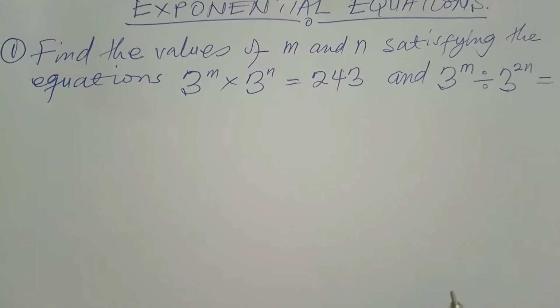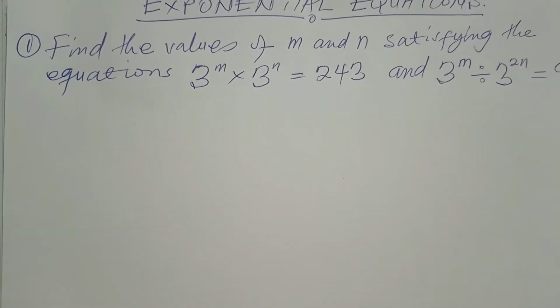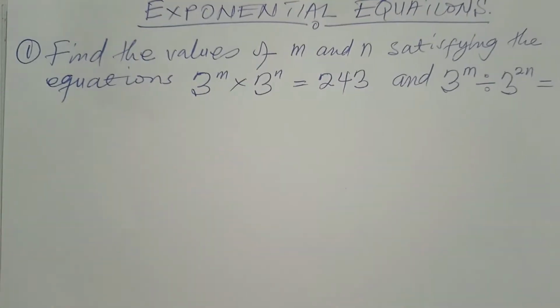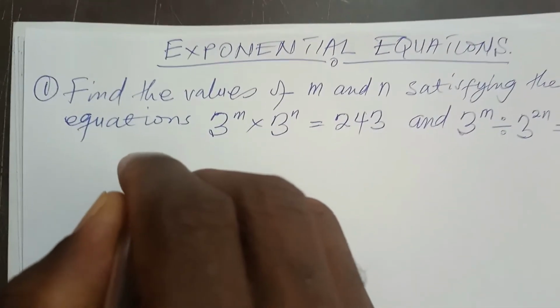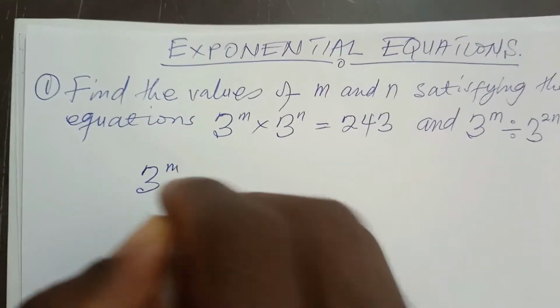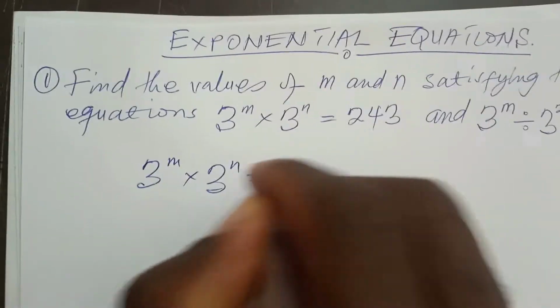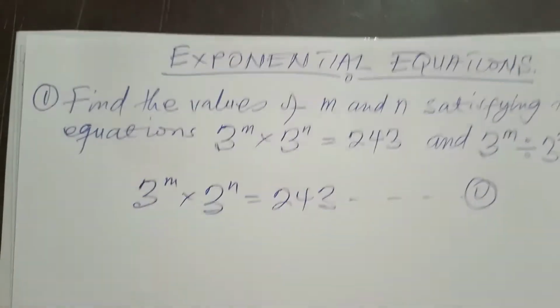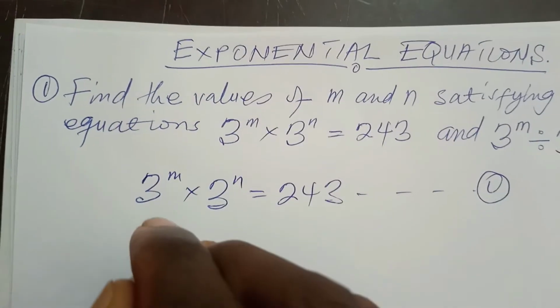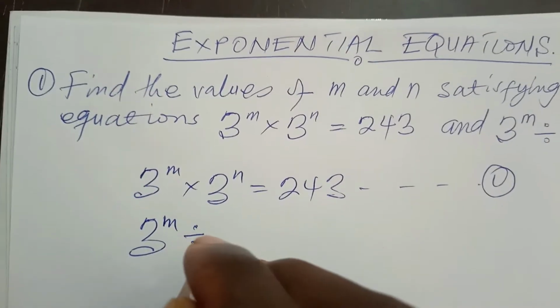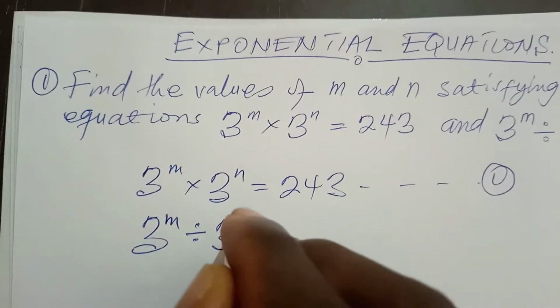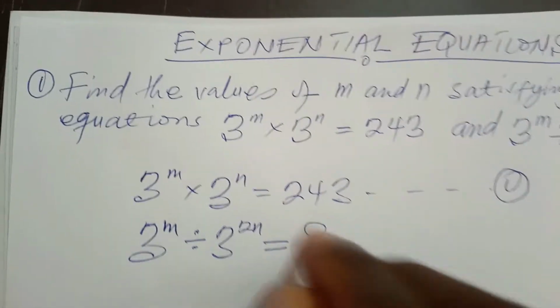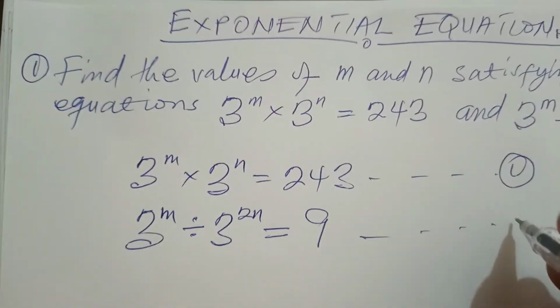So let's go ahead and get our equations from the equations given here. We rewrite the equations as equation 1 and 2. So we're going to have 3 exponent m times 3 exponent n equals 243. Let's make this our equation 1. Then we go to 3 exponent m divided by 3 exponent 2n equals 9. Equation 2.